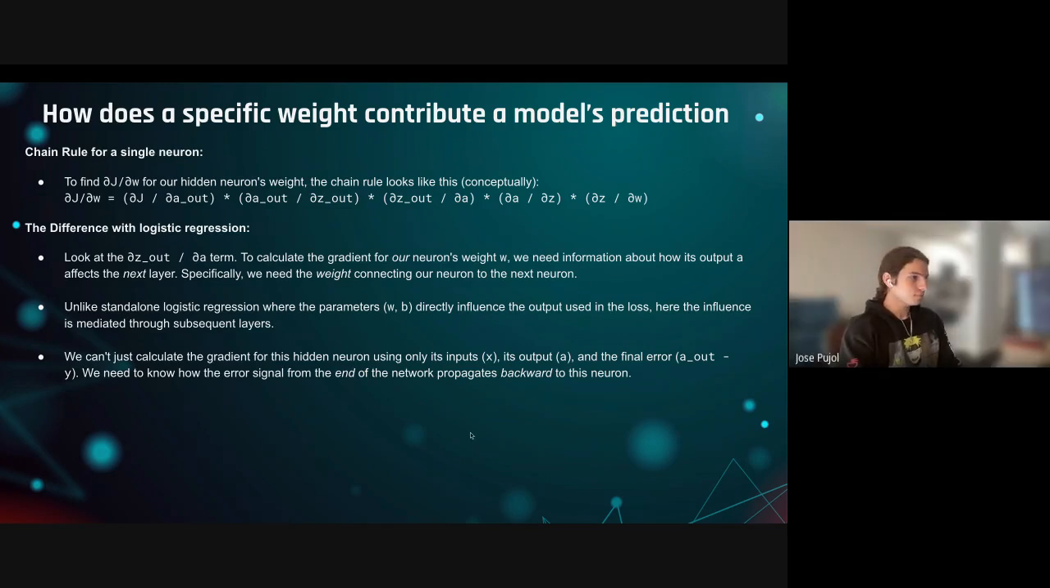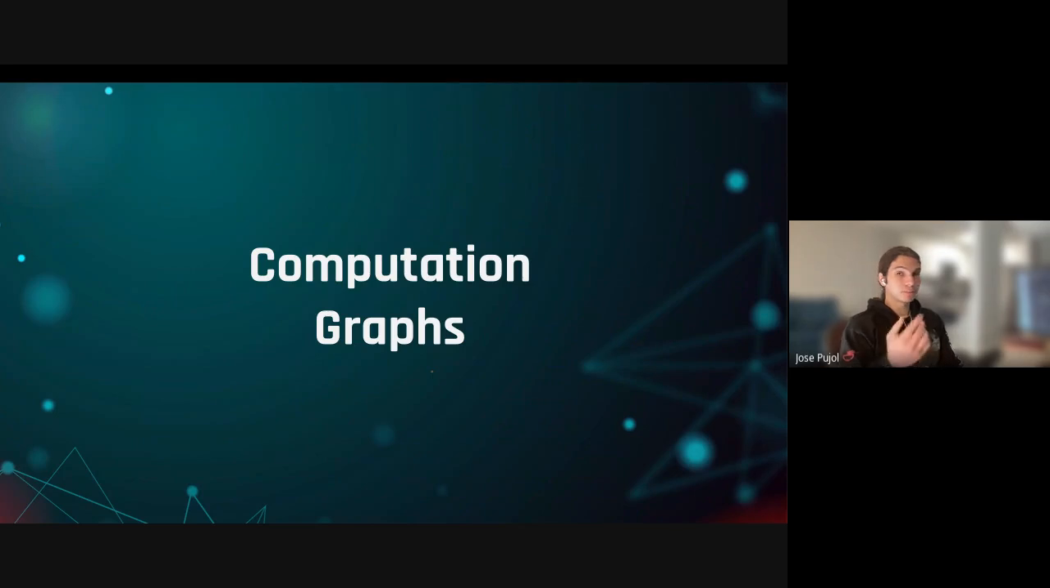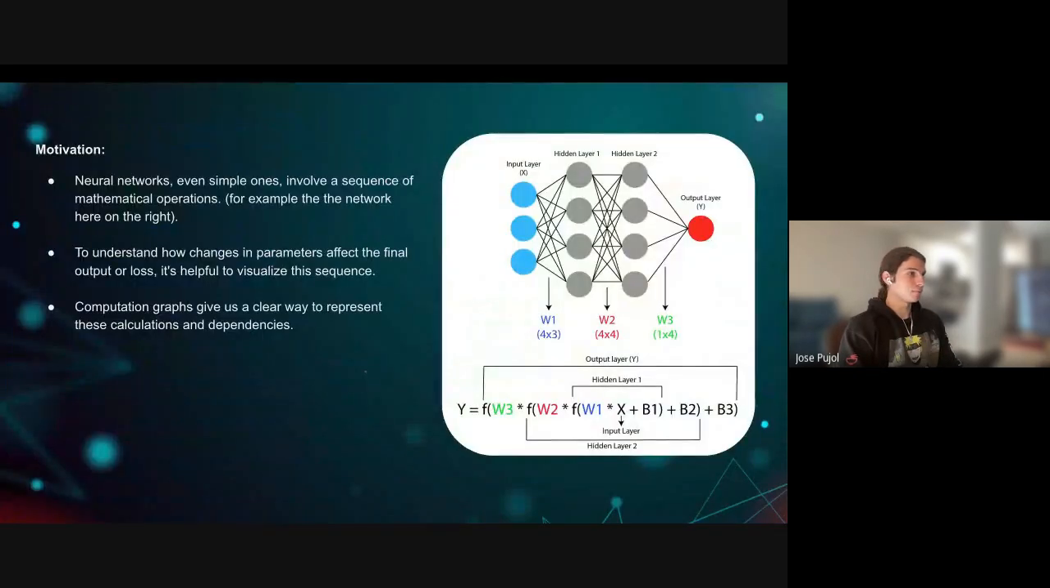So then why do we need backpropagation? Well, the process of calculating those gradients layer by layer going backwards, to signal how we tune that specific parameter, we need to use backpropagation for this, and I'll show you what that looks like. It is a very efficient algorithm to compute this. But first, let me show you how the computer does it using computation graphs.